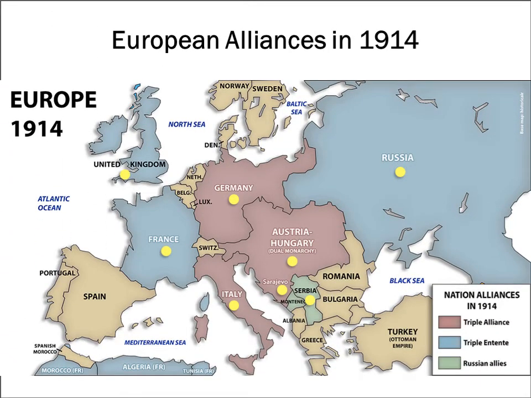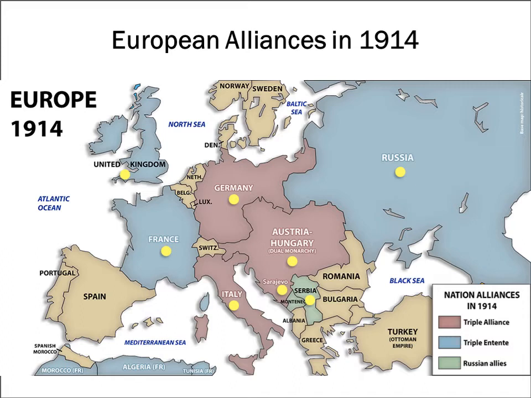So here we're going to talk about the alliances in Europe in 1914. As you can see from this map, it looks pretty self-explanatory, right? You've got United Kingdom allied with France and Russia. They are called the Triple Entente. And then you've got Germany, Austria-Hungary, and Italy who are allied, and these are called the Triple Alliance. Now, Russia also has allies in Serbia and Montenegro, and that's going to come up in a second as we talk about the Balkans. Now, that looks pretty self-explanatory, right?